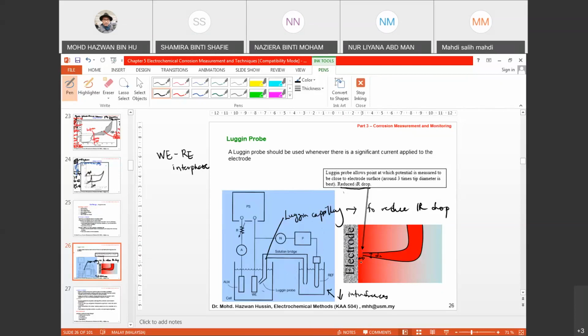Okay. So the distance A should be almost equal to the diameter of the capillary. So this actually will allow a better charge transfer process. And at the end, you will get better electrochemical data.